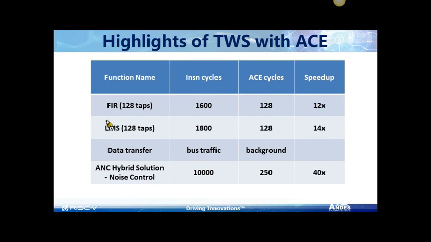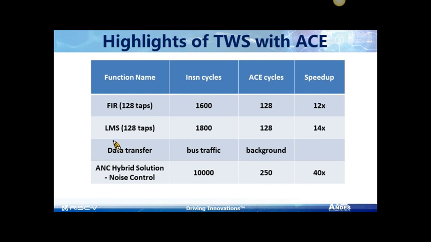The second function is the mean square with 128 taps. In pure C code, it will take around 1,800 cycles. With the customized instruction, it will only take 128 cycles. So the overall speed up would be around 14 times.